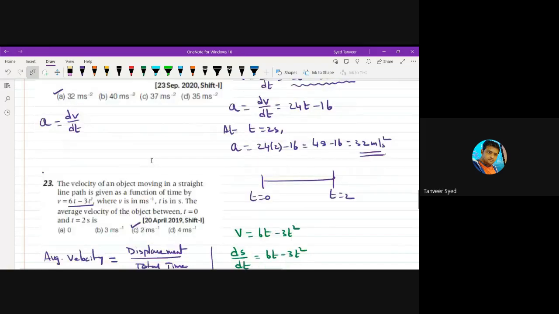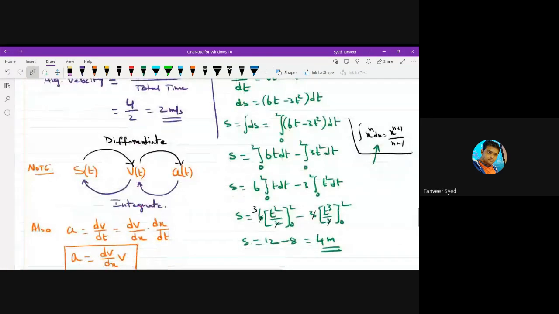To get velocity from displacement, you should differentiate displacement. To have acceleration from velocity, you should differentiate velocity.